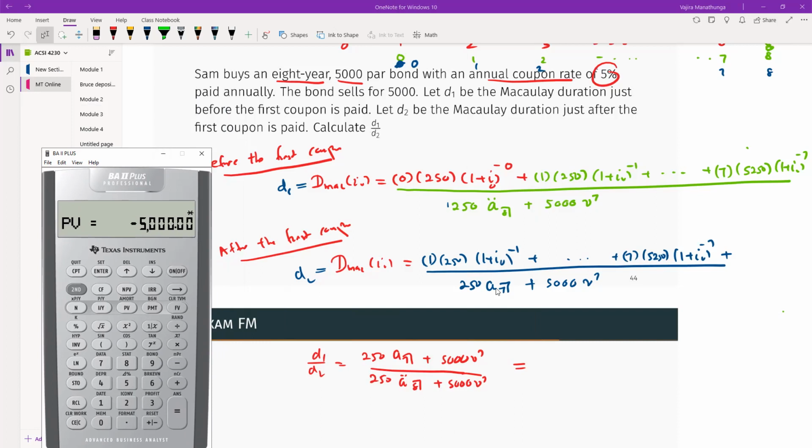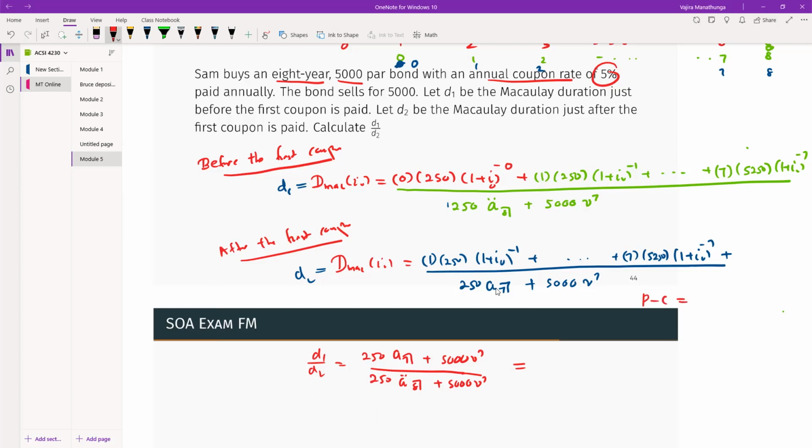By the way, what rate should we use to discount? Since this is a par bond with annual coupon at 5%, and bought at 5,000, the yield rate is going to be the same as the coupon rate. Remember our formula, P minus C equals C times (g minus j) a angle j. If this is 0, then g should be equal to j. So my discount rate is going to be 5%.